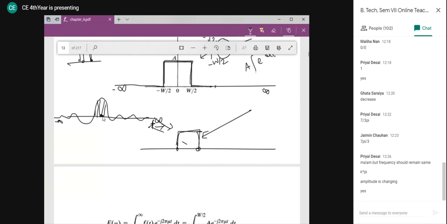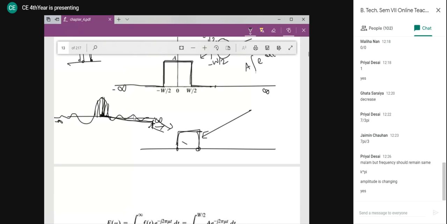So what is the meaning here? For this frequency value and this amplitude, I need a sinusoidal of this frequency and this amplitude. Understood? So how many frequencies do I have? Infinite frequencies. So I need sinusoidals of this many frequencies.